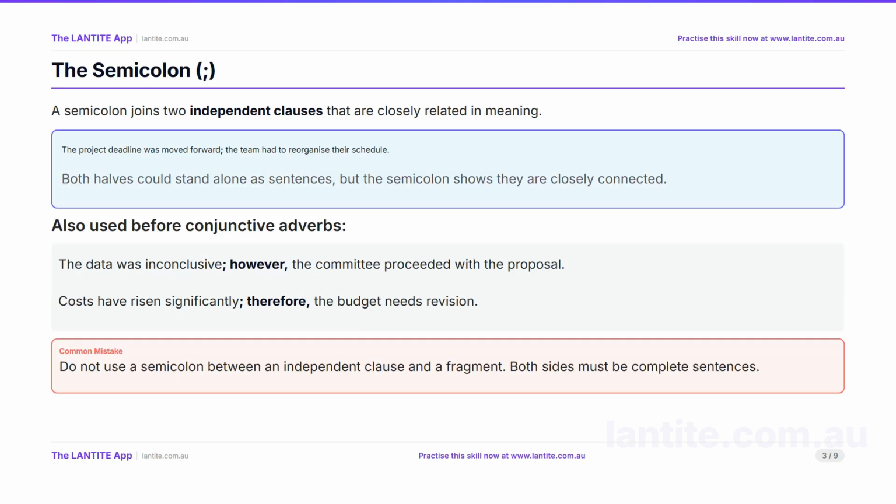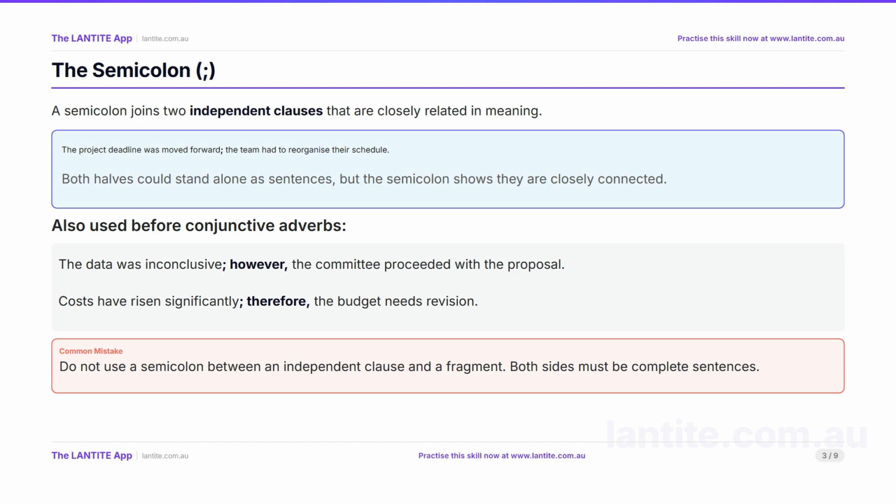Let us start with the semicolon. Its main job is to join two independent clauses, meaning two parts that could each stand alone as a complete sentence. The project deadline was moved forward; the team had to reorganize their schedule. Both halves are complete sentences, but the semicolon tells the reader they are closely connected.